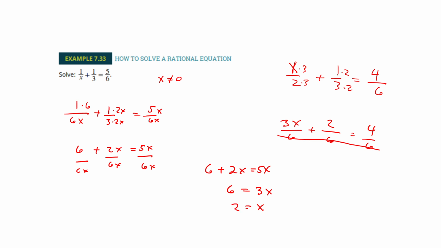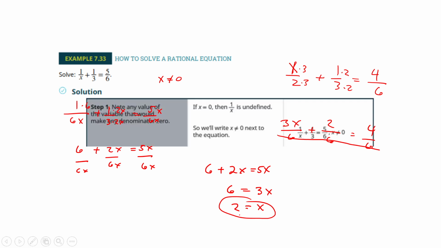So x is 2. Now, the extra thing that we have to watch out for here is this. Sometimes the value that you get is a restricted value and is then not allowed to be a solution to the equation. Now, that is not the case here. We saw that the only restricted value was 0, so we're fine. X is allowed to be 2.